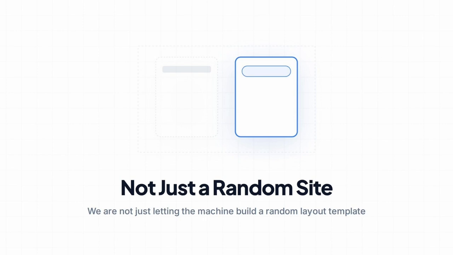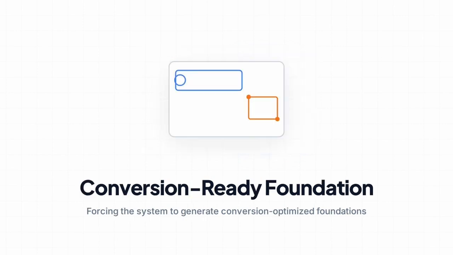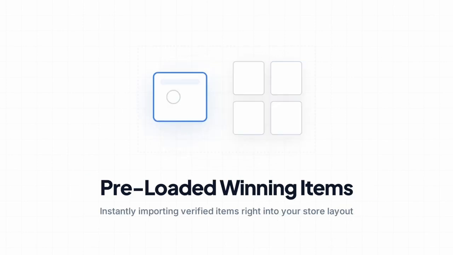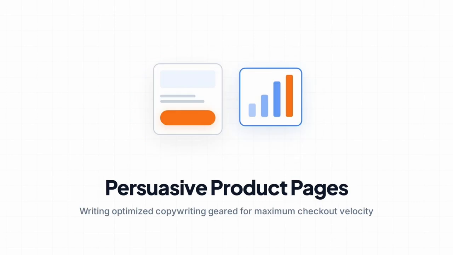Now, we aren't just letting the machine randomly build a website either, right? We're using the system here to generate a conversion-ready foundation preloaded with winning products, which is huge, and create highly persuasive product pages that are optimized for maximum conversions right from the start. And that's going to, again, like I said, give us a foundation to build from so we don't have to start from scratch. This is going to cut weeks, even months off your time starting and launch you so much faster.